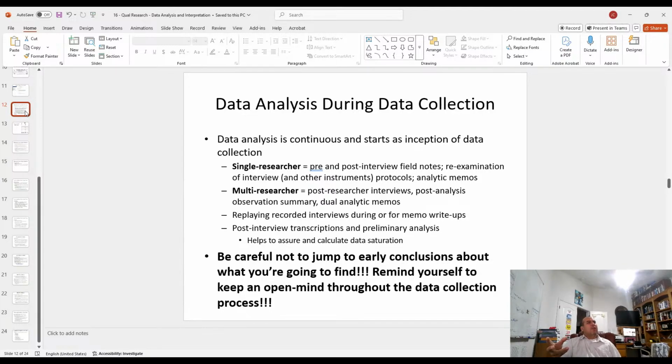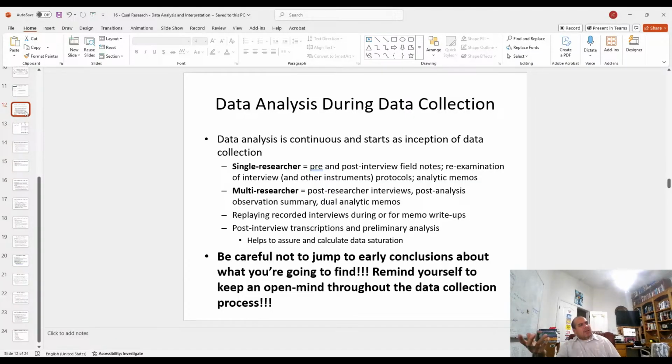Particularly if you're a single researcher, which most of you will probably be working as individuals in your project, you want to do pre and post interview field notes, re-examine the interviews, all your protocols, your memos. Sometimes if you're working in teams, you want to do post-research interviews. You do an interview and then your team gets together and records a discussion about what you found, or how that interview or focus group went. You record that and that becomes part of your data.